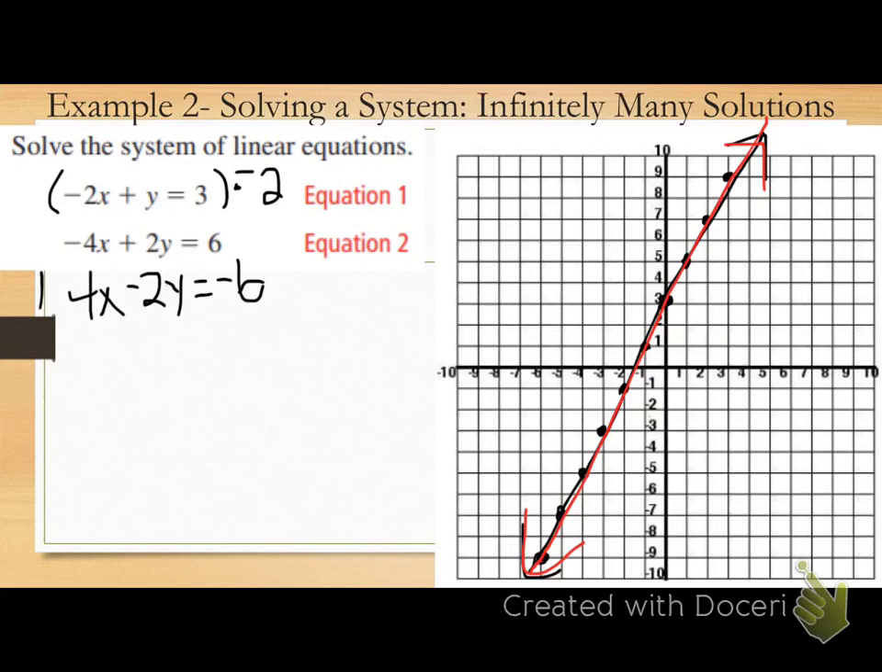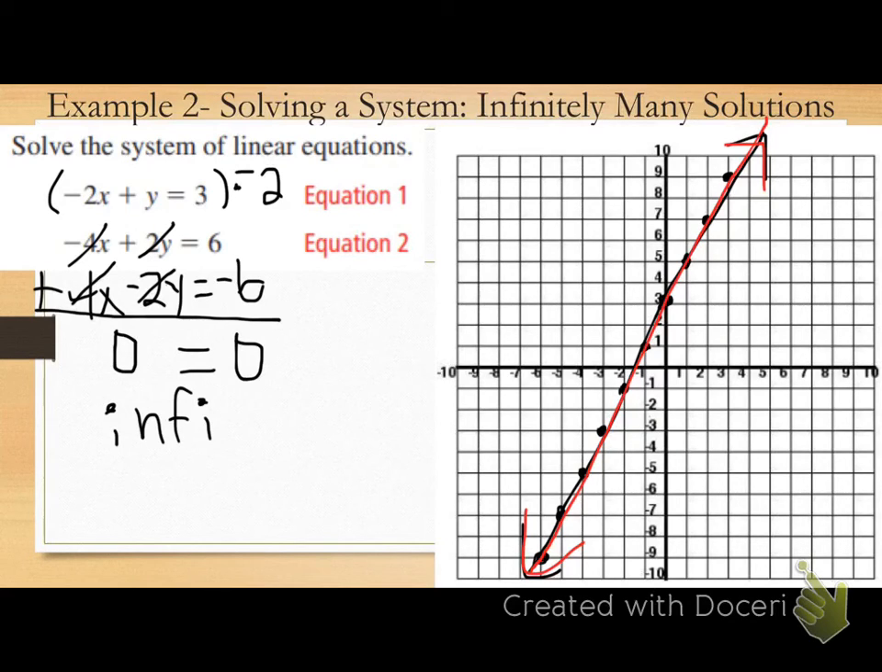Do I have same number, opposite sign now? Since I have same number, opposite sign, I can now add the two equations. -4x plus 4x, what's going to happen? Eliminated. 2y plus -2y, what am I left with on that left side? 0. What about 6 plus -6? 0. So everything canceled out. 0 equals 0. Is that true or false? True. So I would know it is infinitely many.